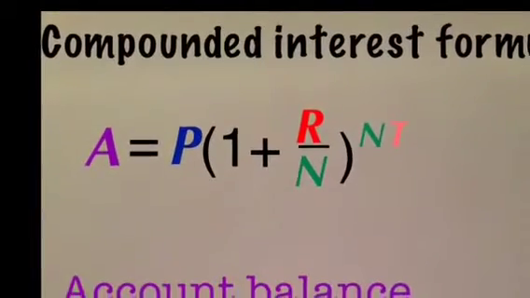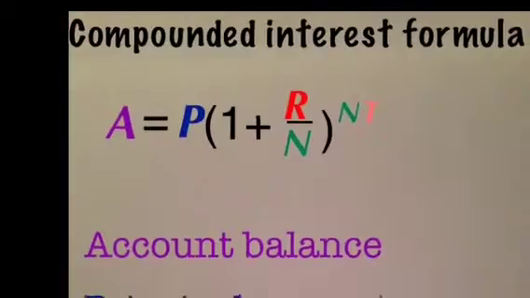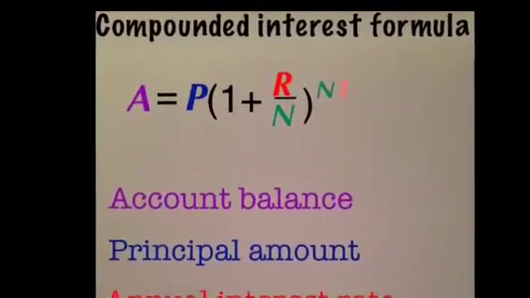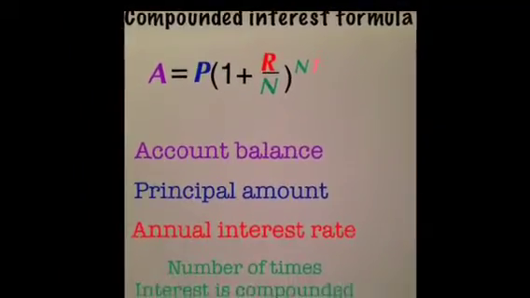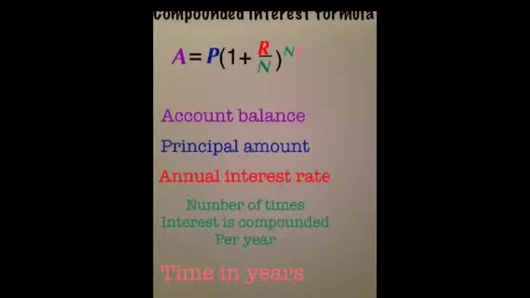We'll start with compounded interest. In the formula for compounded interest, A is the account balance, P is the beginning amount, R is the annual interest rate, N is the number of times the interest is compounded in 1 year, and T is time, respectively, in years.